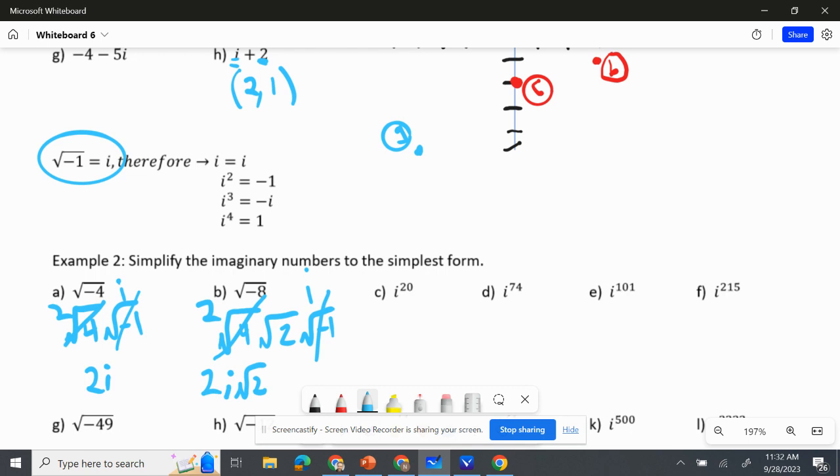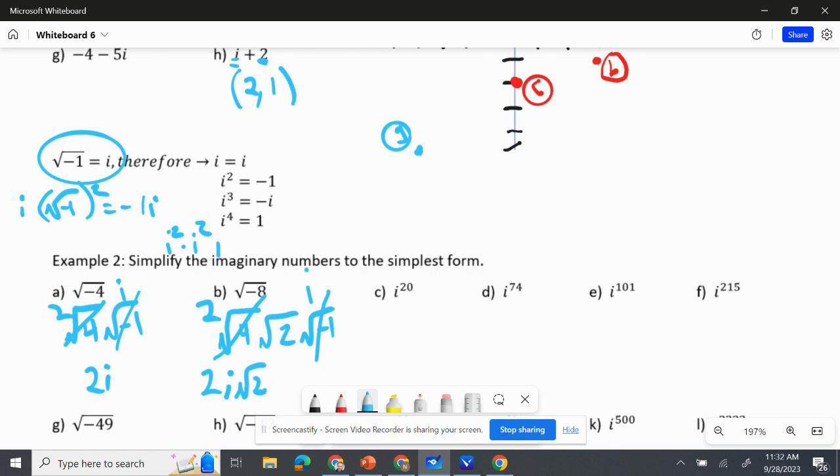Now, for these next ones, we're simplifying powers of i. What we're going to notice is that there's a pattern. We know i is i. We know i squared is negative 1. The reason why is that since i is the square root of negative 1, i squared is the square root of negative 1 squared, meaning it's negative 1. i to the third would be taking the i squared and multiplying it by i. That's how we get negative i. And then i to the fourth is the same thing as i squared times i squared. Since i squared is negative 1, negative 1 times negative 1 is 1.